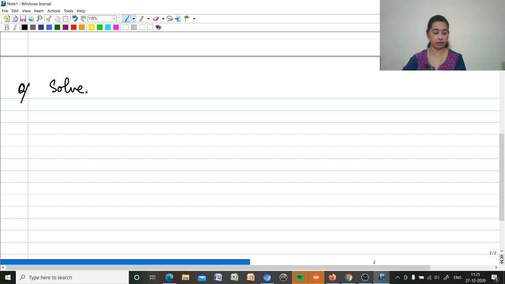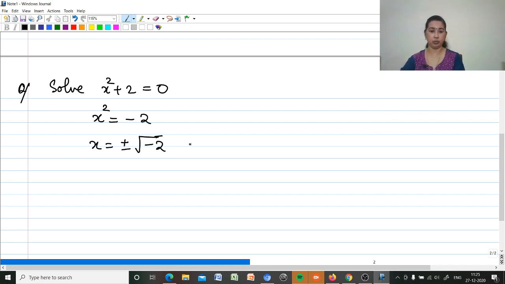Solve x square plus 2 equal to 0. This is very simple. x square can be written as minus 2, and to find the square root, x is equal to plus or minus root of minus 2. What is root of minus 2? Root of minus 1 is i. So we can write this as plus or minus root 2 into i. Now it is in the complex number form.